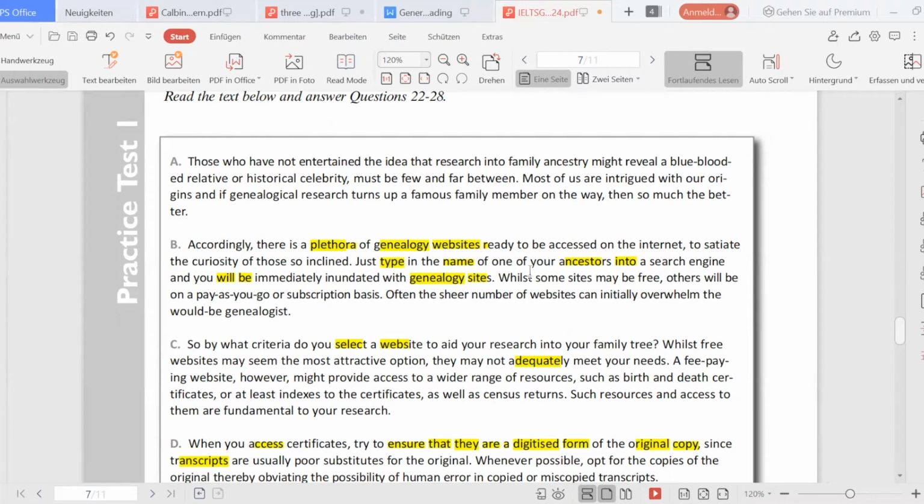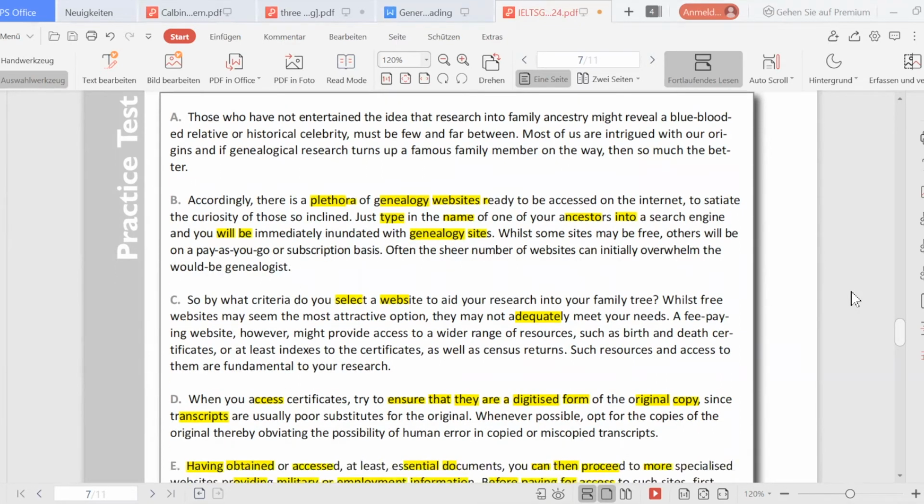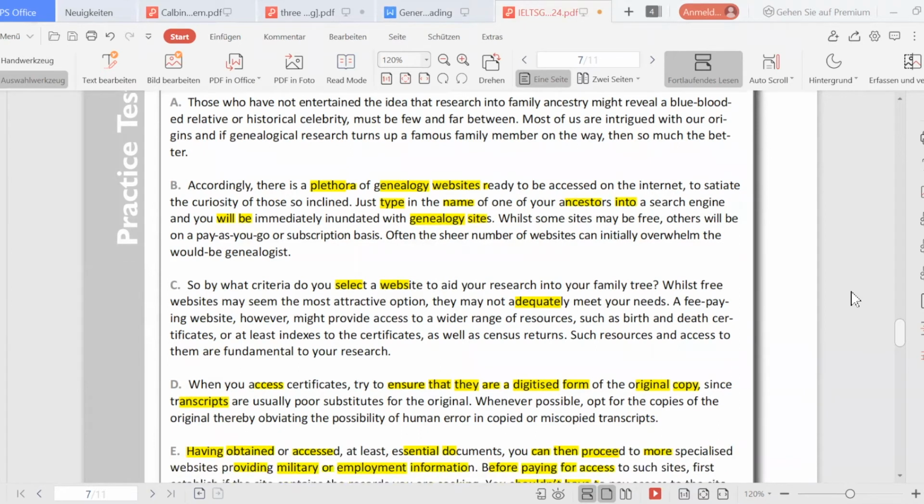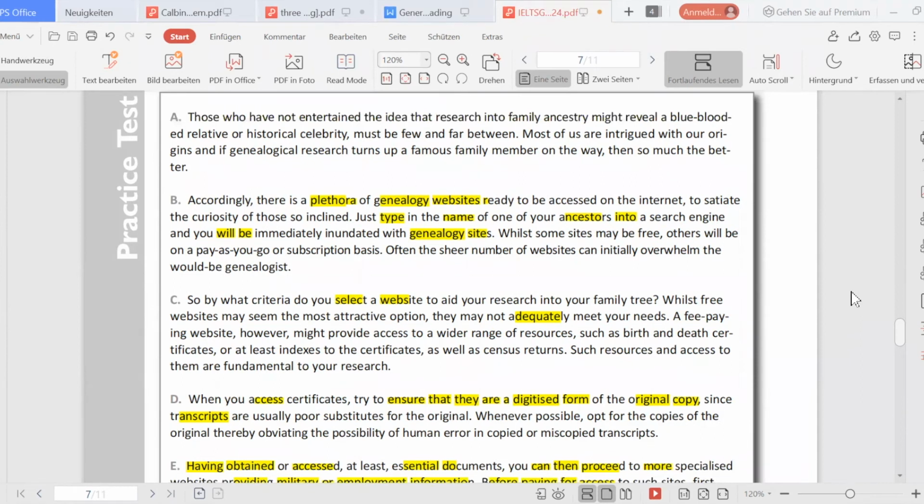Just type in the name of one of your ancestors into a search engine and you will be immediately inundated with genealogy sites. Okay, so this is where it becomes very tricky. The answer is actually here, but locating the field is level 3 difficulty. Level 3 difficulty because you have to interpret the text. Now the word feel is what? Is a condition, okay? A condition or a state of condition, a state that you're in.